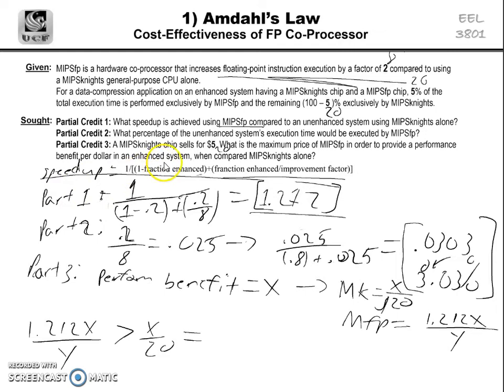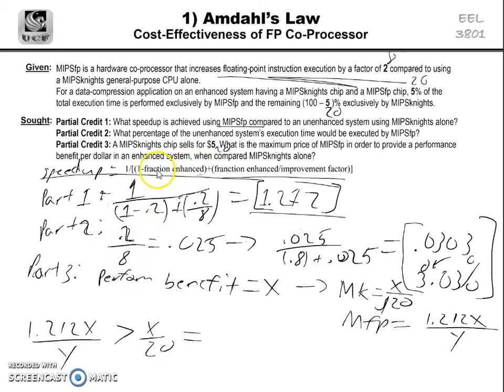Part 1 simply asks for the speed up that is achieved using MIPS FP. I wrote the speed up equation here, which is 1 over 1 minus the fraction enhanced plus the fraction enhanced divided by improvement factor. This gives me this right here, where I have 1 divided by 1 minus 0.2 due to this is the fraction enhanced plus 0.2 once again divided by the floating point execution factor up here, which is 2 times 4. That gives me 1.212 for my speed up, and that's the first answer.